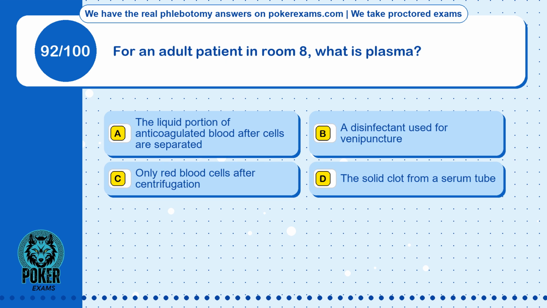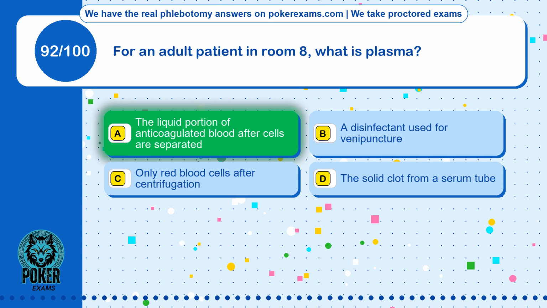Question 92. For an adult patient in room 8, what is plasma? Option A. The liquid portion of anticoagulated blood after cells are separated. Option B. A disinfectant used for venipuncture. Option C. Only red blood cells after centrifugation. Option D. The solid clot from a serum tube.